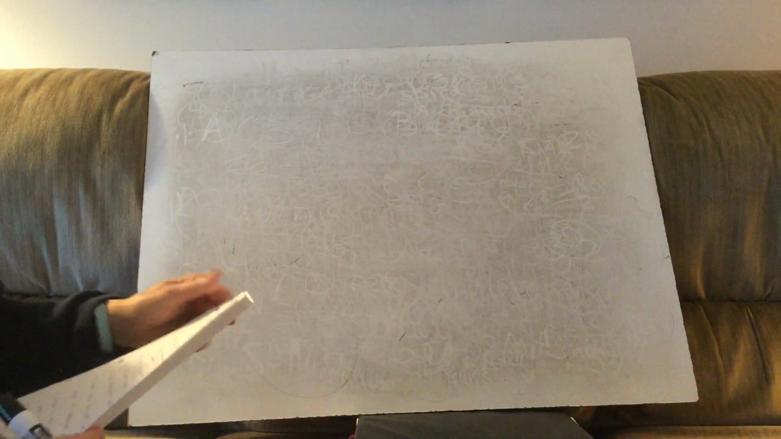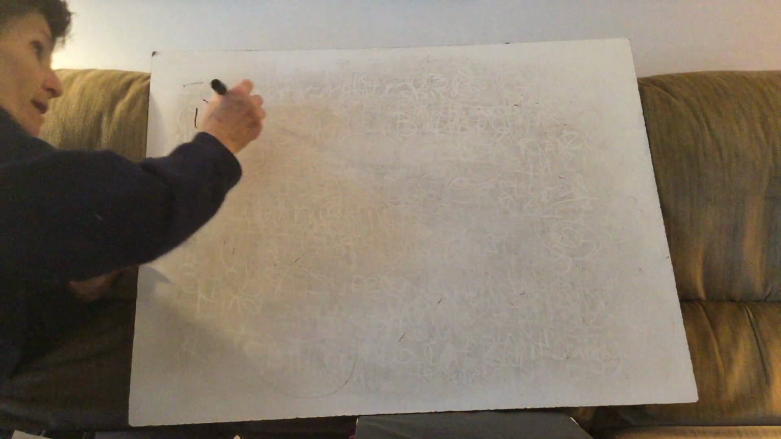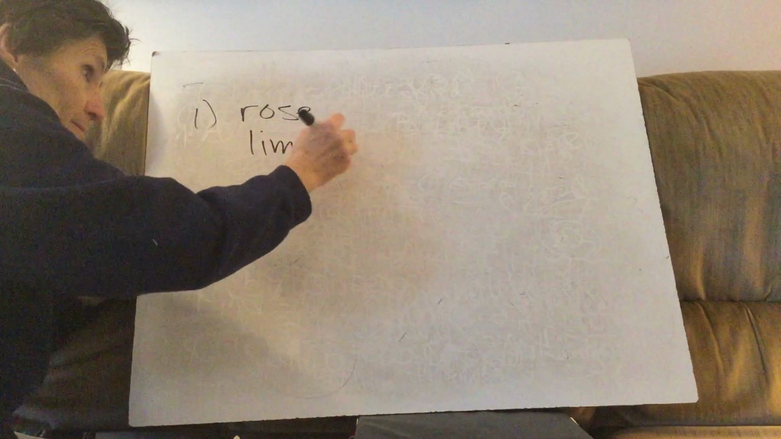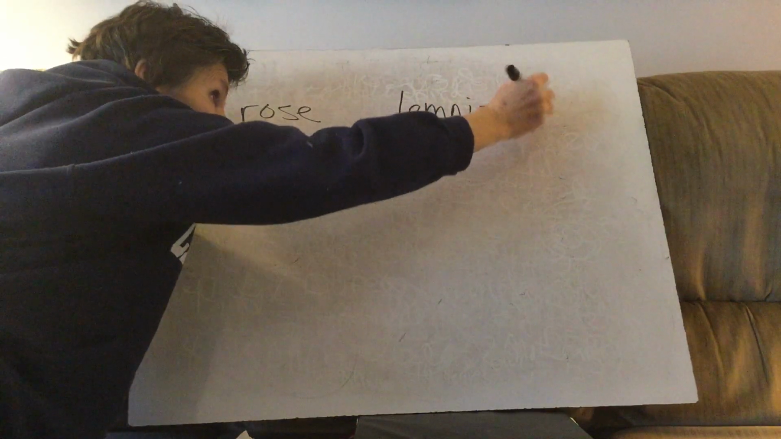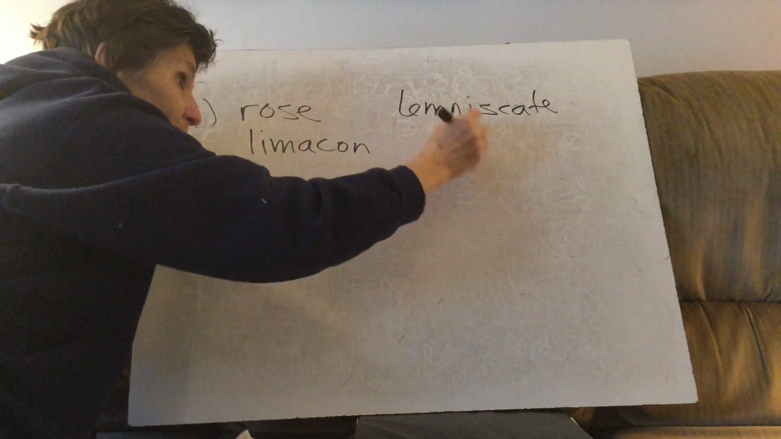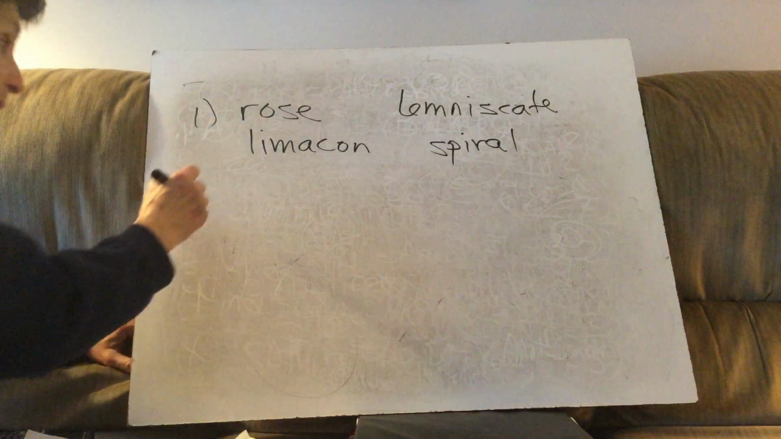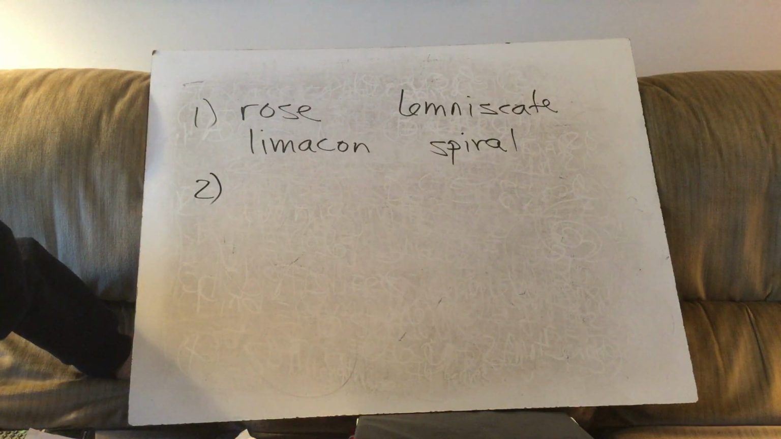Okay, here's our practice quiz 6.4. Number 1 says name 4 classical curves. The 4 classical curves are the rose, the limacon, the lemniscate, and the spiral. Those are the 4 classical curves. And yeah, you've got to get as close as possible to spelling.